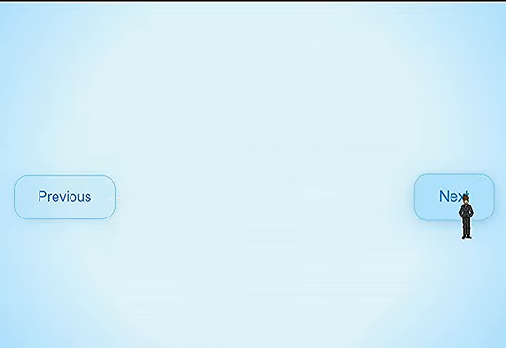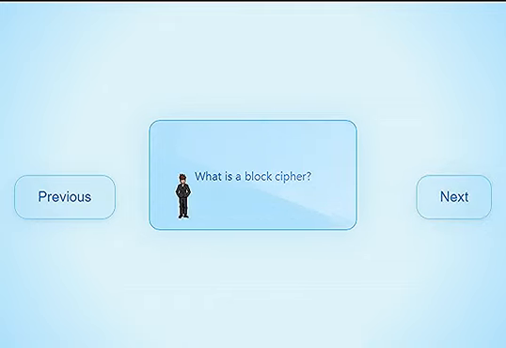Next question. What is a block cipher? Think, think, think. Time's up.